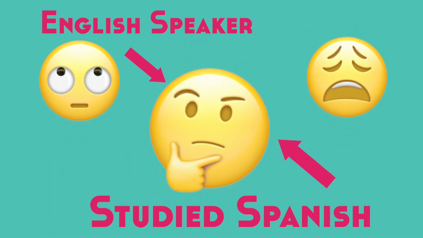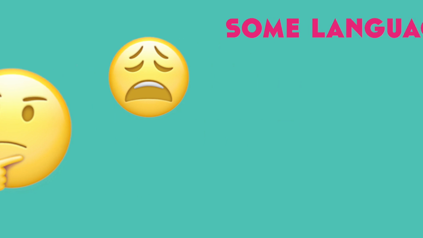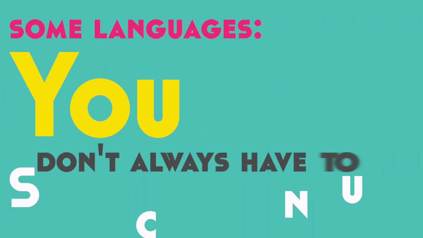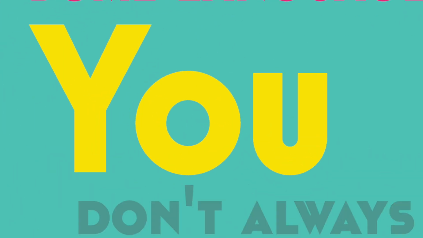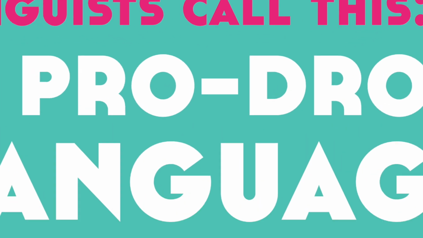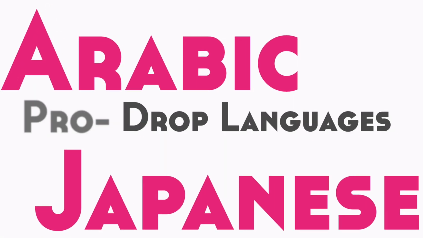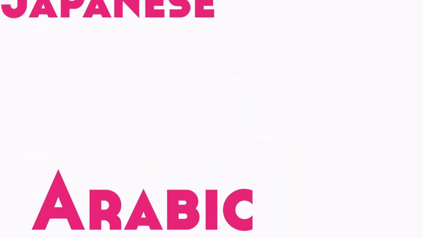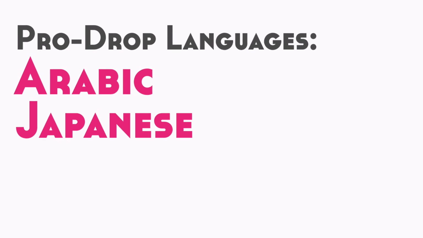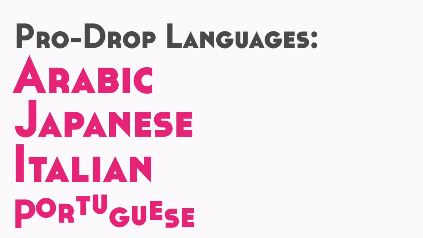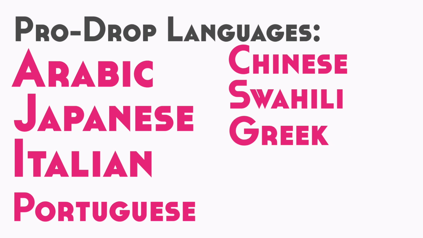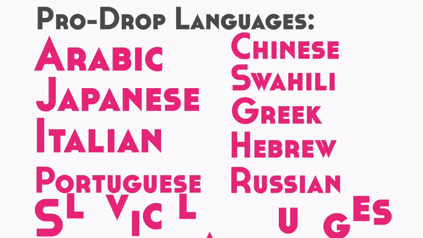Well, as you might have scratched your head over if you're an English speaker and you studied Spanish at school, with some languages you don't always have to use subject pronouns. Not just you, but I, he, she, we, and all the gang. Linguists call this a pro-drop language. Arabic and Japanese both fall into this pro-drop category too. And they're in good company. There's plenty of other pro-drop languages around. Italian, Portuguese, Chinese, Swahili, Greek, Hebrew, Russian, and all other Slavic languages.